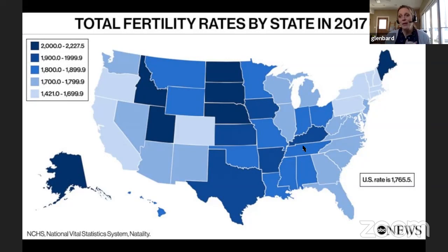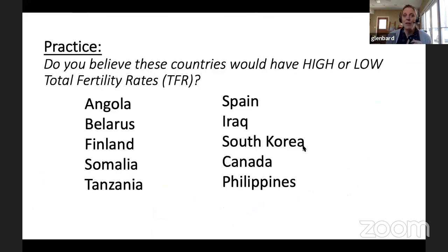They tend to be more densely populated, and so the pressures of having children tend to be a little bit less. You're not going to typically have as many kids. Okay, so let's talk about total fertility rates. Take a look at this list of countries. Can you identify which ones are going to have the higher total fertility rates?